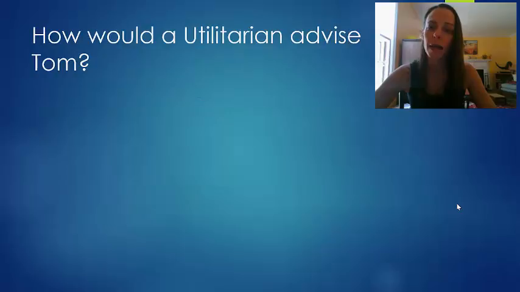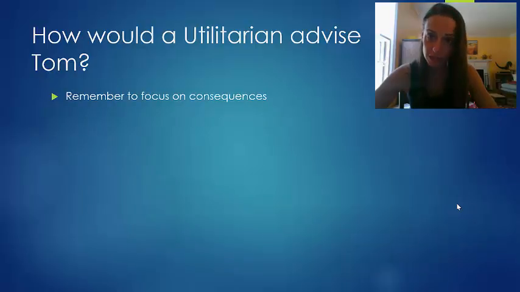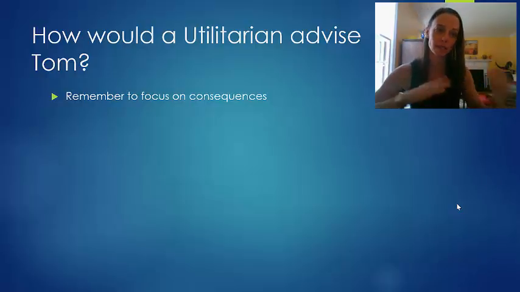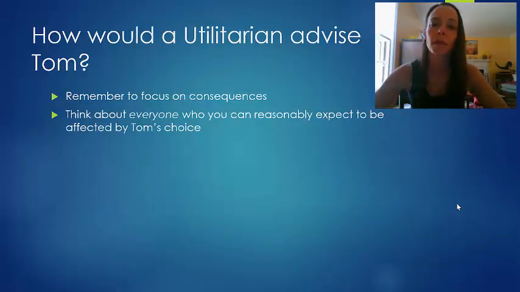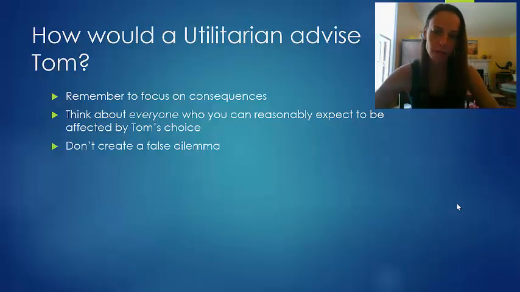So when you're thinking about how a utilitarian would advise Tom, in the case of Tom and Carol, remember to focus on consequences. Don't focus on what a jerk you think Tom is or any other aspects of the case besides what is likely to happen if he does X, Y, or Z. Remember to think about everyone that you can reasonably expect to be affected by Tom's choice. Think beyond the main two characters.